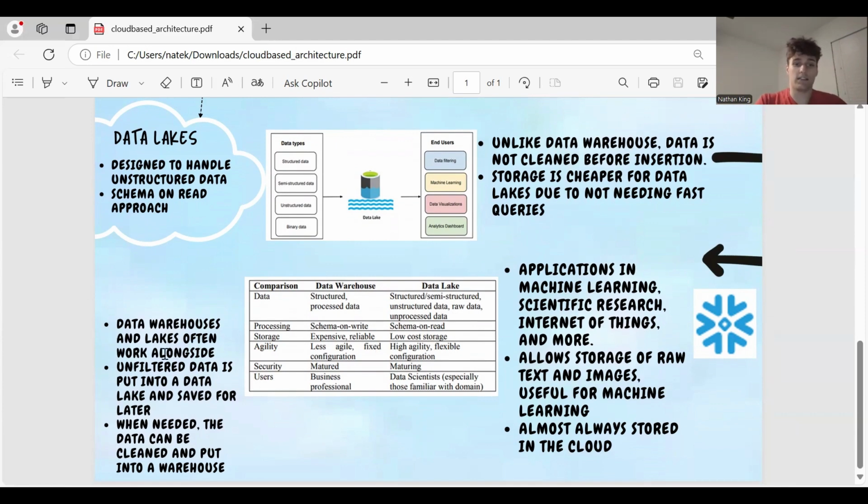And data warehouses and lakes are often used alongside each other, as data lakes can store the unclean data, and then once you feel like using it, you can take it out, clean it, and then store it into a data warehouse when needed.